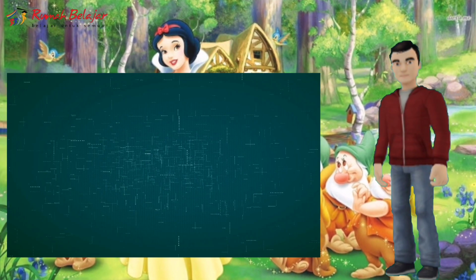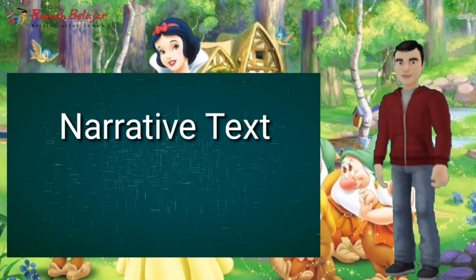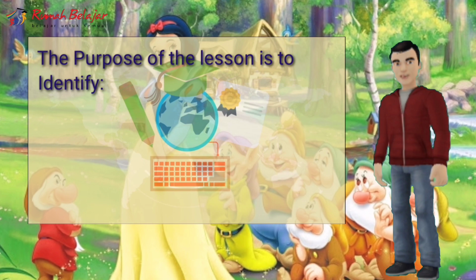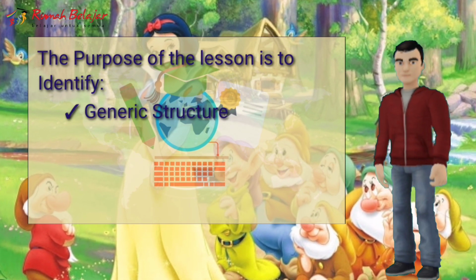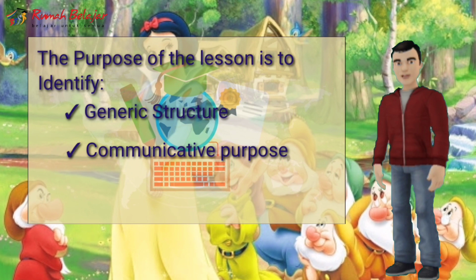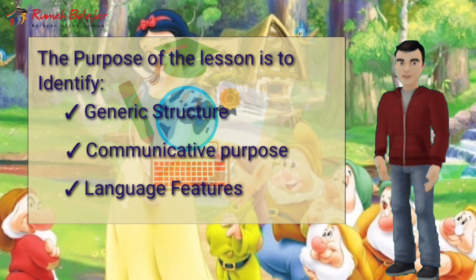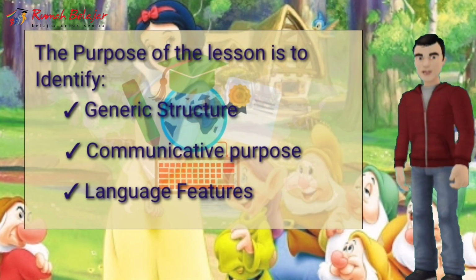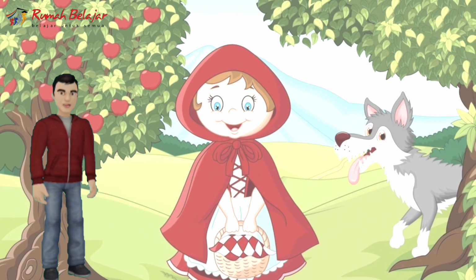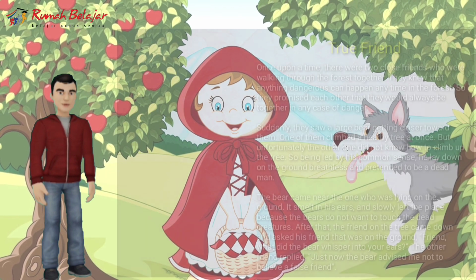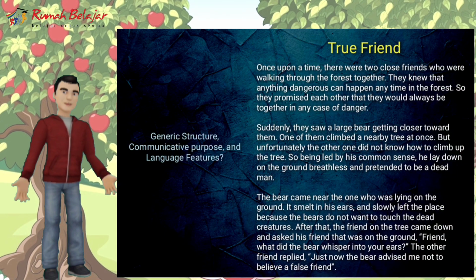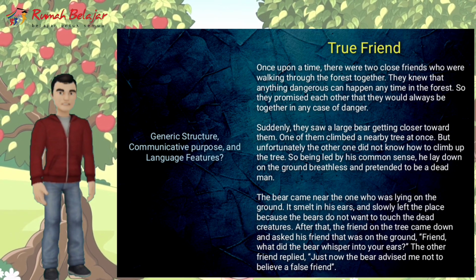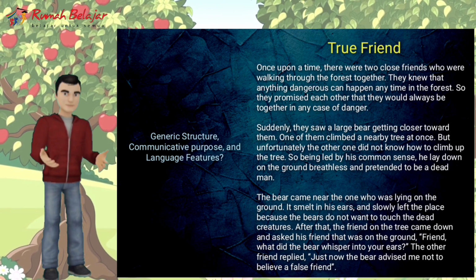Well, smart students, in this video we are going to learn narrative text. The purpose of our lesson today is to identify the generic structure, communicative purpose, and language features of the narrative text. Please check out and observe the following text and try to identify the generic structure, communicative purpose, and language features of the text.